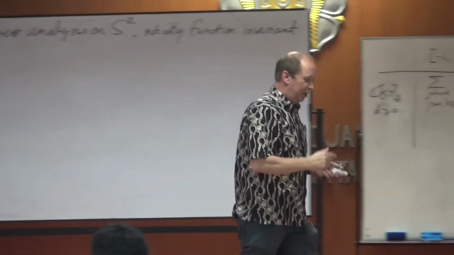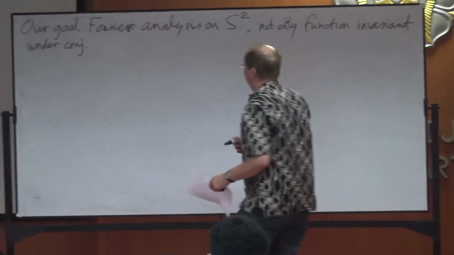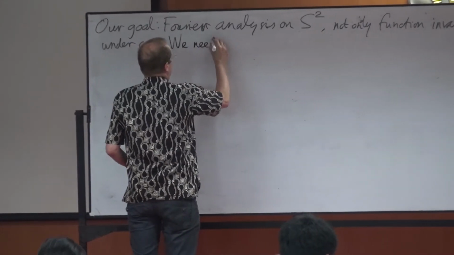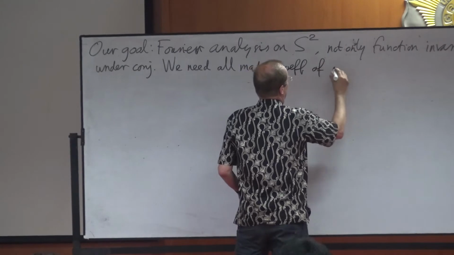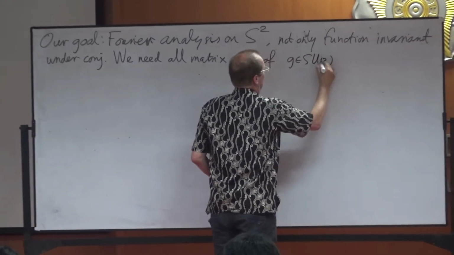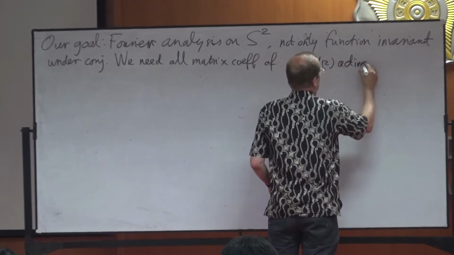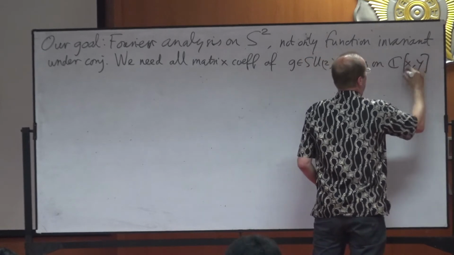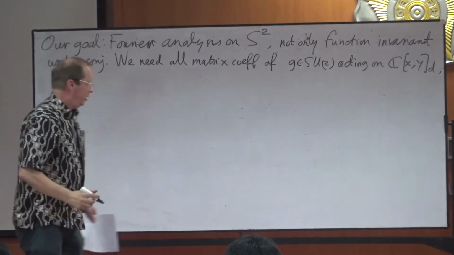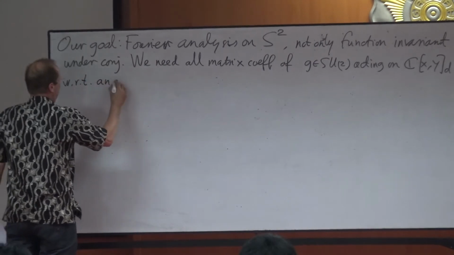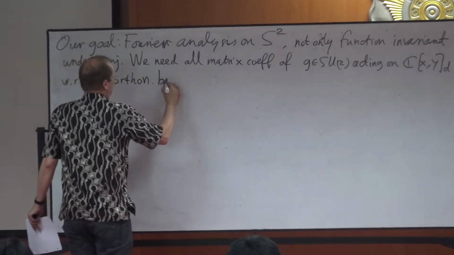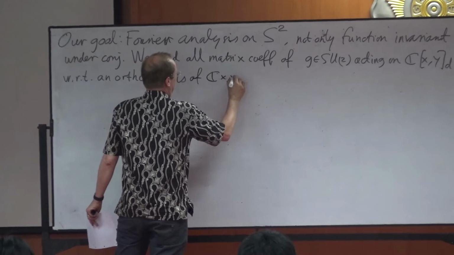So now I am going to look at this little paper I have. So we need all matrix coefficients of, say, g in SU2 acting on C, X, Y, D. And not only this, we need all these coefficients with respect to an orthonormal basis of this C, X, Y, D.